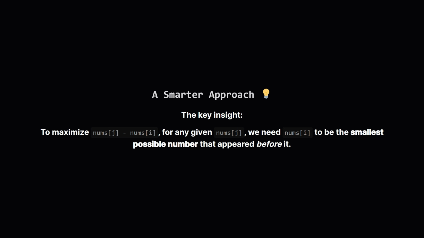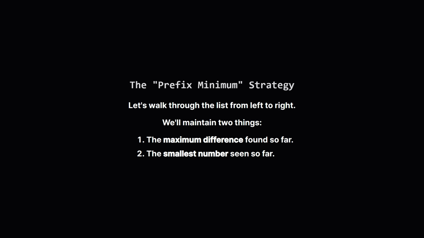Let's think about this differently. The goal is to make the result of the subtraction as big as possible. When we're looking at a number, let's say at position j, what would make the difference huge? Well, we'd want to subtract the smallest possible number from it. And that smallest number has to be one we've already seen, somewhere before position j. So what if, as we walk through the list, we just keep track of the minimum value we've encountered so far? This leads to a really elegant one-pass solution.